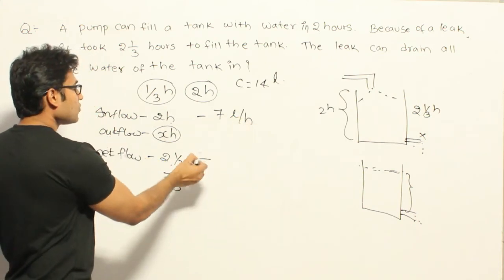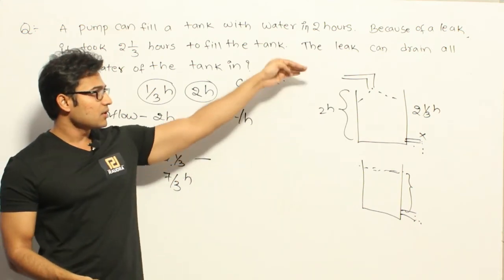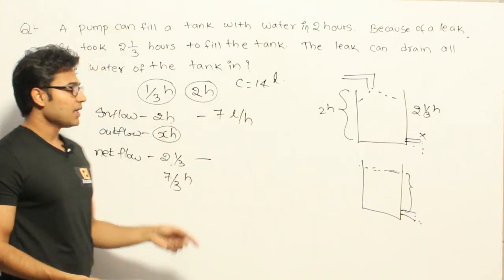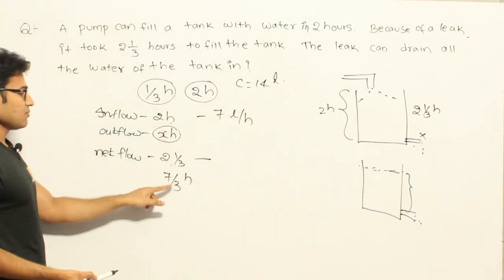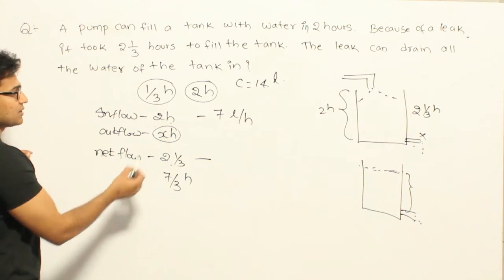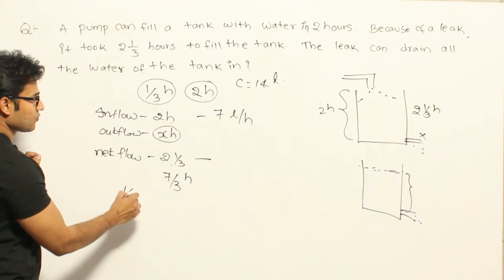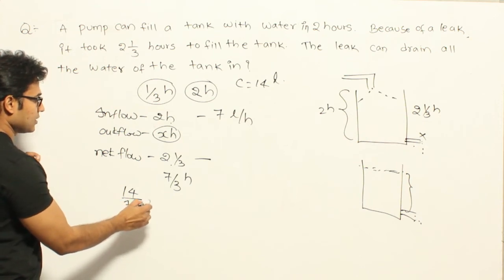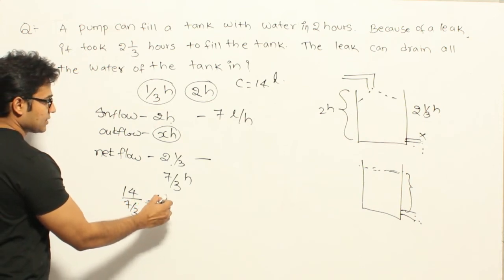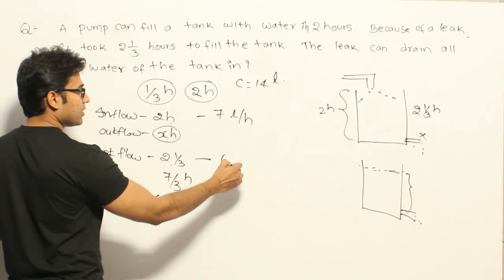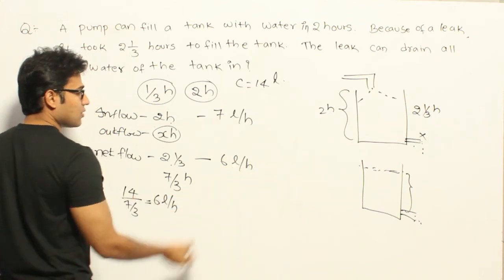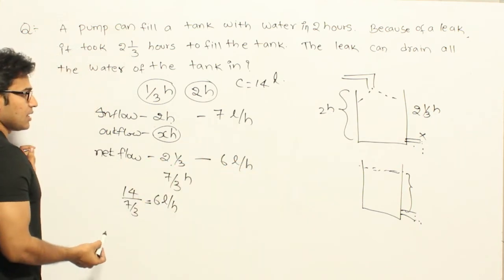Now what is the net inflow? When I operate both the tap as well as the leak, then we are able to fill it in 7/3 hours. Therefore what is the rate at which we are filling it? The rate at which we are filling it is 14 divided by 7/3, which is 6 liters per hour. Got it? Now we will understand it in a better way.